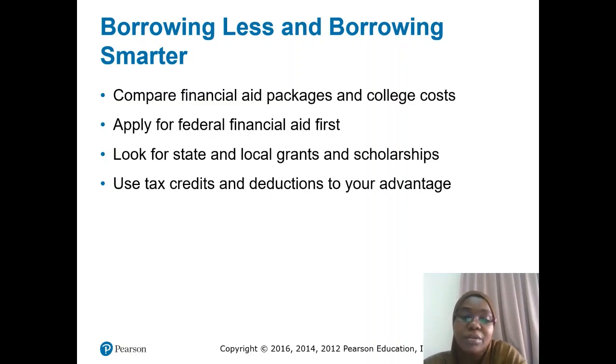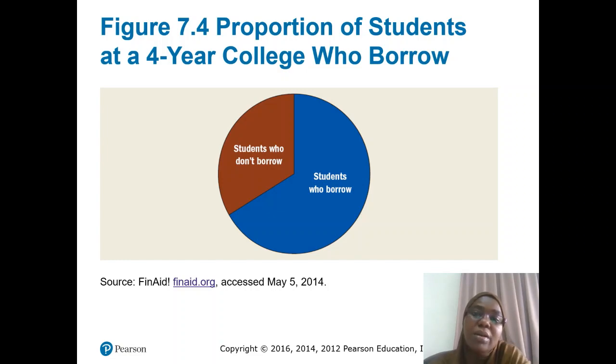Use tax credit and deductions to your advantage. You know that this will not be charged. The tax credit and deductions will be removed from the income that can be taxed. So you can also make use of this advantage. Here are the proportion of students at a 4-year college who borrow. Students who borrow, you can see that they are many than those who do not borrow.